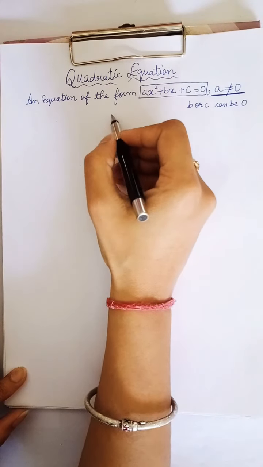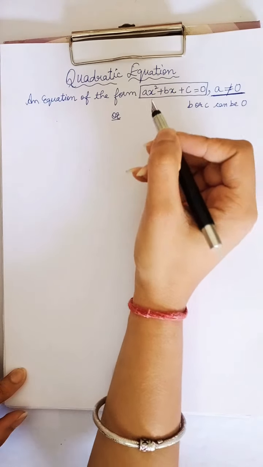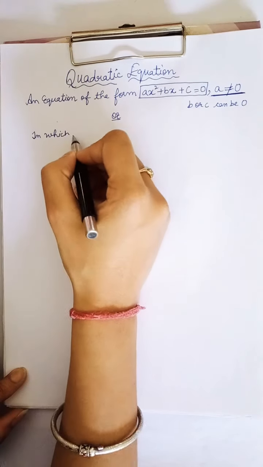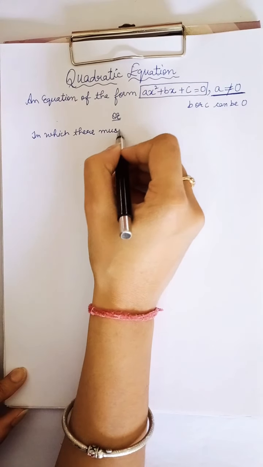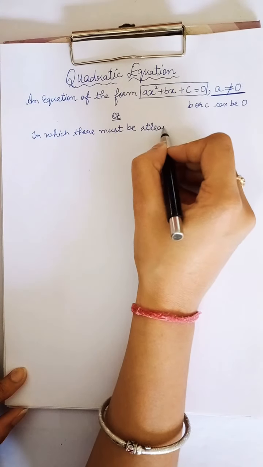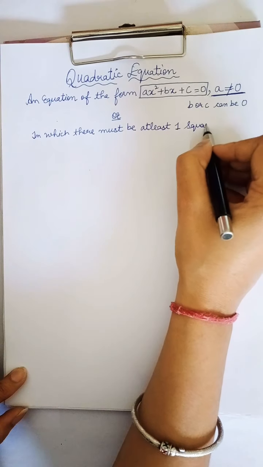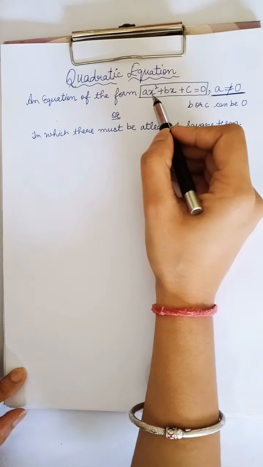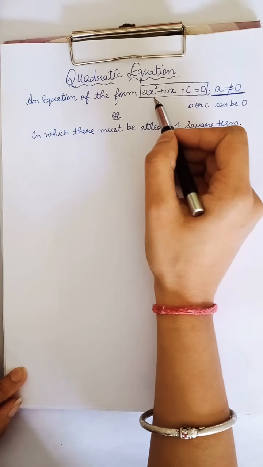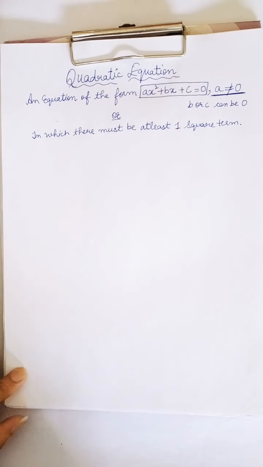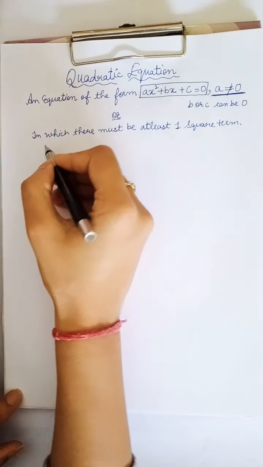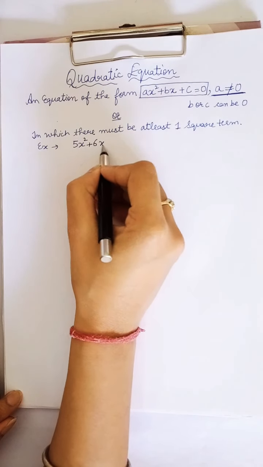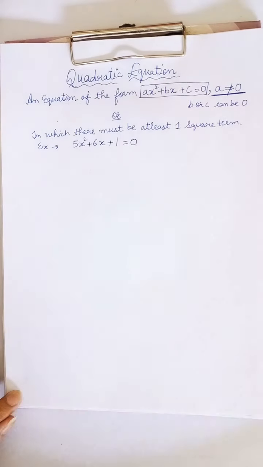Now from here, we can say that a quadratic equation is an equation of the form in which there must be at least one square term. Now see, if a is not equal to 0, that means there should be one term of x square. Okay, for example, if I say 5x square plus 6x plus 1 is equals to 0.